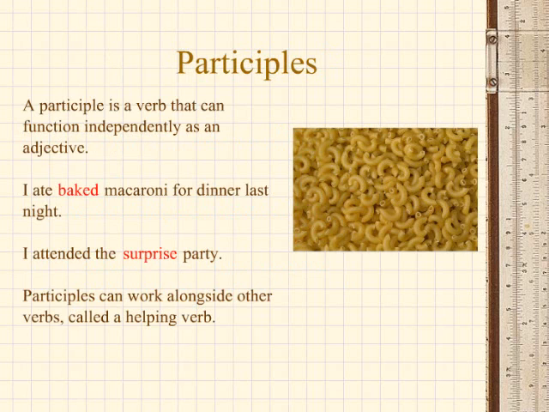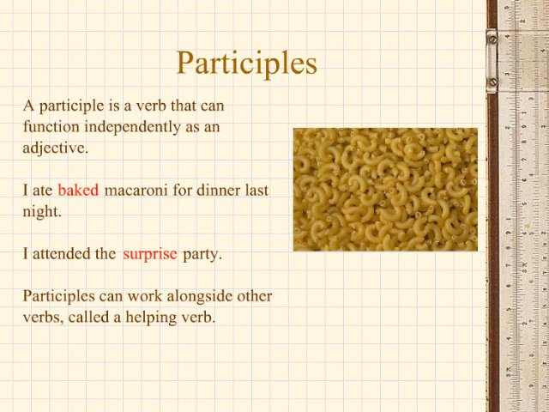Let's take another step forward and talk about the participle forms of the verbs. What in the world is a participle exactly? The technical definition of a participle is a verb that can function independently as an adjective. A verb as an adjective? What's going on? The funny part about grammar is that we take it for granted. You use participles all the time.